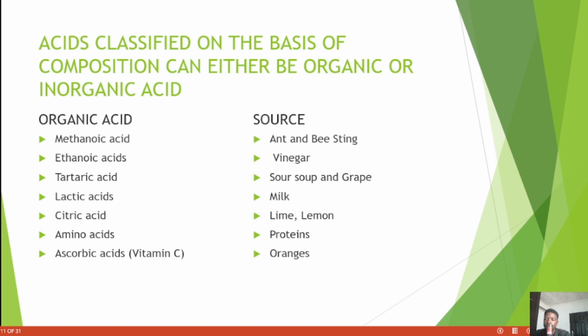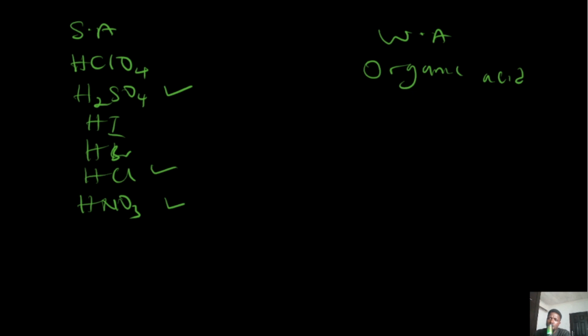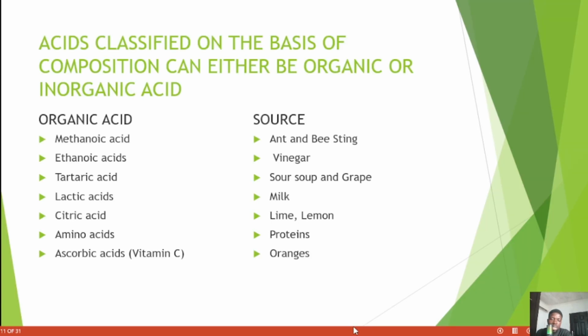So on the basis of composition, acids can either be organic or inorganic. An organic acid is basically an organic compound that possesses acidic property. So anytime you have an organic compound that exhibits acidic properties, that is basically an organic acid. Now, the emphasis of this particular type of acid is that they must possess what we refer to as the carboxyl or carboxylic group. The carboxyl or carboxylic group is basically your COOH. So once you notice a compound that has this carboxylic group, automatically it is classified as an organic acid.